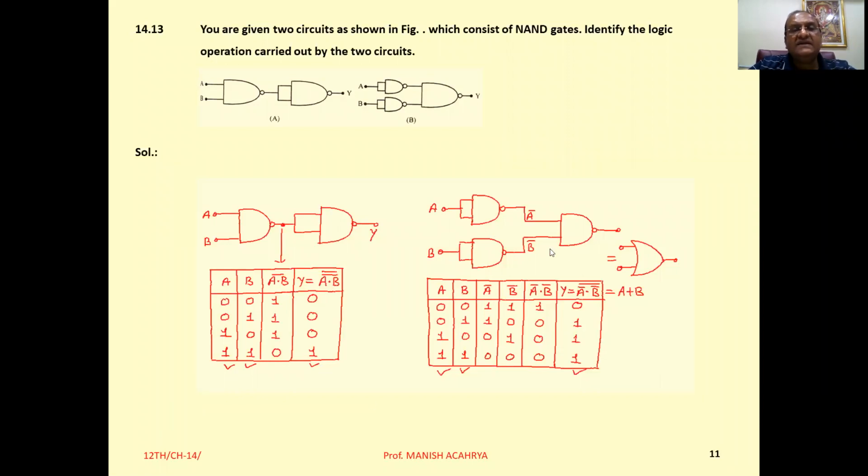Now second circuit. In second circuit, first two short circuited NAND gates are given to you. So here we can say these two NAND gates will behave as NOT, because both are short circuited in input. So here take A, B input 0 0, 0 1, 1 0, 1 1. Now short circuited NAND behaves as NOT.